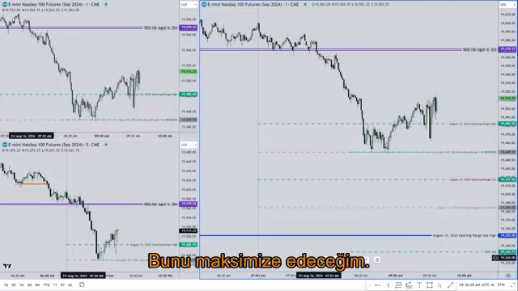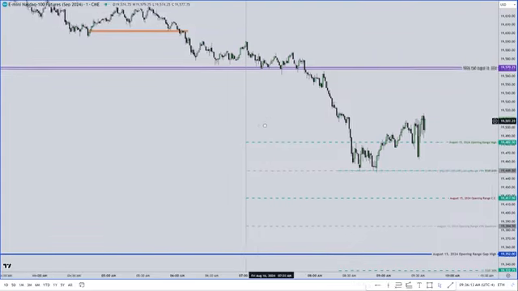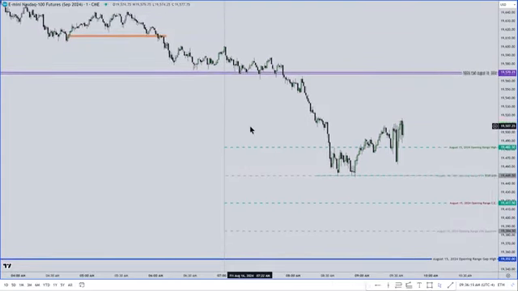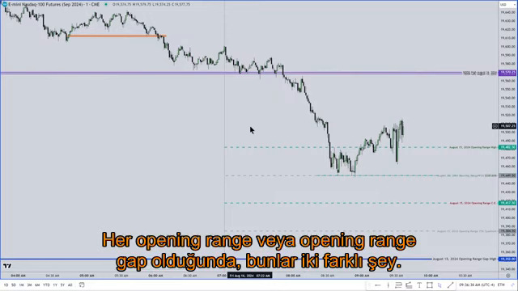I'm going to maximize this chart here. You may be asking yourself, wow, this is stuff that you look at on a day-by-day basis. Yes. Every time there's an opening range or opening range gap, they're 2 different things.